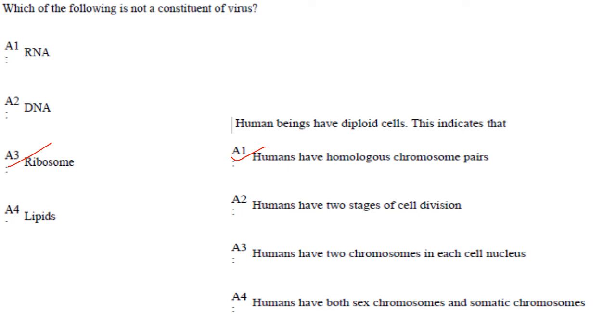So a diploid cell contains 2 non-identical copies of the same gene, and a diploid cell will contain 2 separate alleles for the same gene in the genome, represented as 2 homologous chromosomes. So human beings have diploid cells. This indicates that humans have homologous chromosome pairs. Yes. Humans have 2 stages of cell division. No. Humans have 2 chromosomes in each cell nucleus. No. Humans have both sex chromosomes and somatic chromosomes. No.